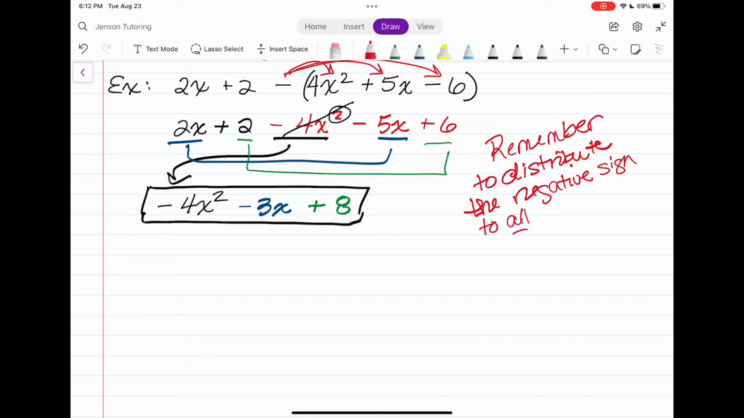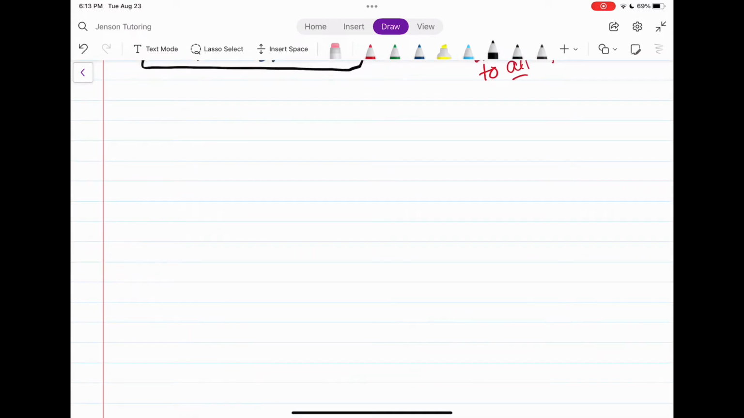Okay, so the biggest mistake students make here is forgetting to distribute that negative sign to all three terms within the parentheses. Okay, you want to be careful though, because you might have a problem like this. We have a little bit more information here.